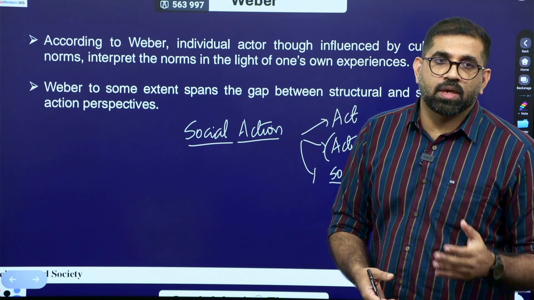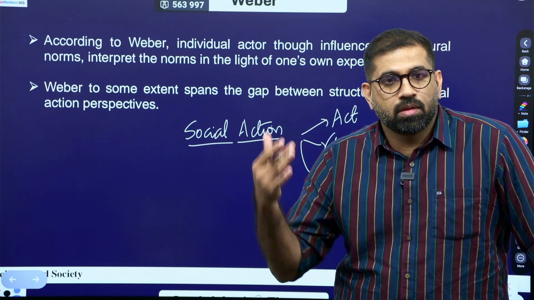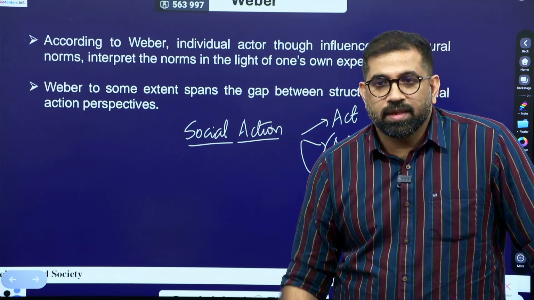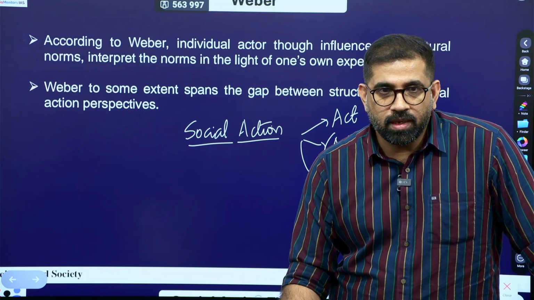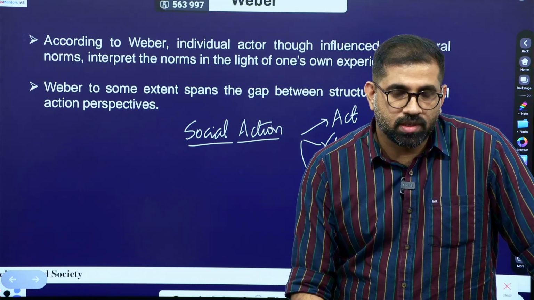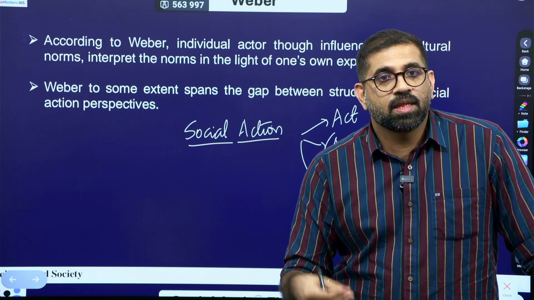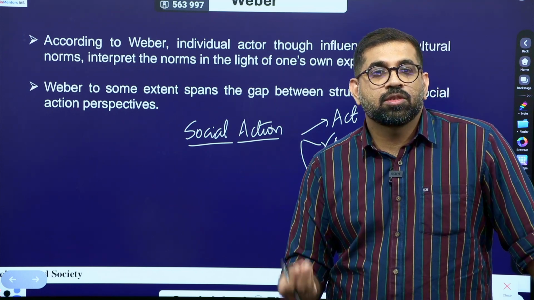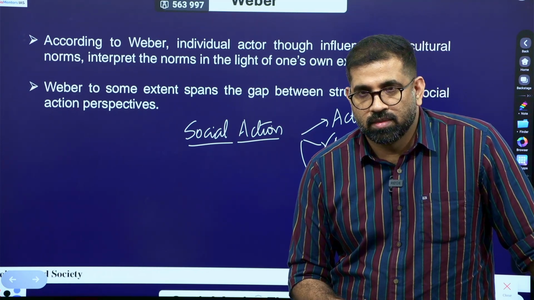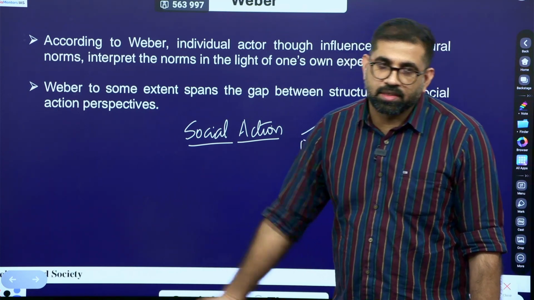took a similar view to that of the non-positivist school, where they also said that in sociology we are studying human beings and human beings have consciousness. As human beings have consciousness, we cannot study them objectively. We have to understand the subjective meanings they attach to each of their actions. Now, that is why he gave emphasis on studying social action.